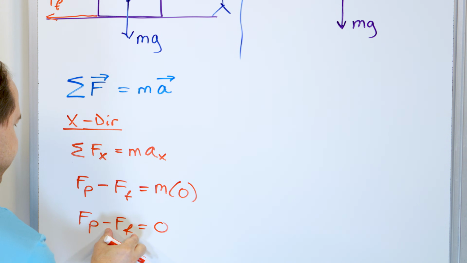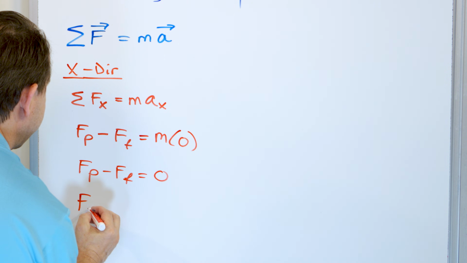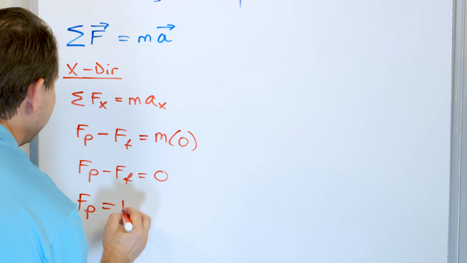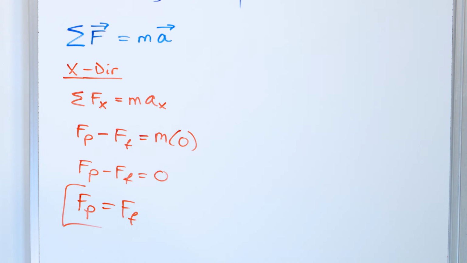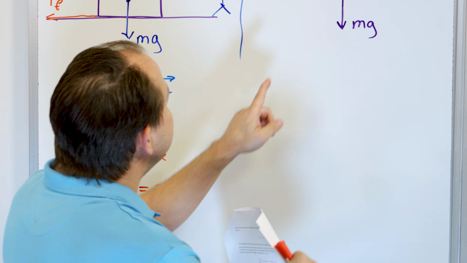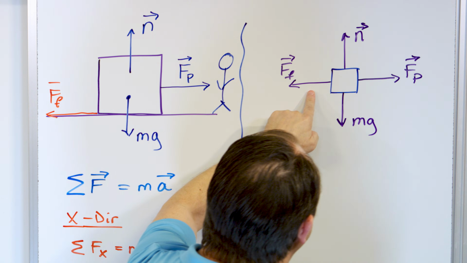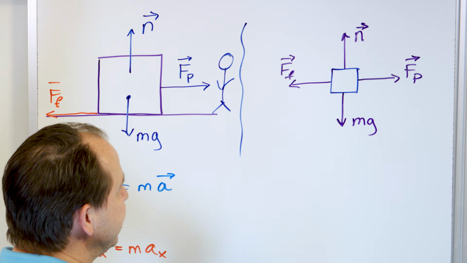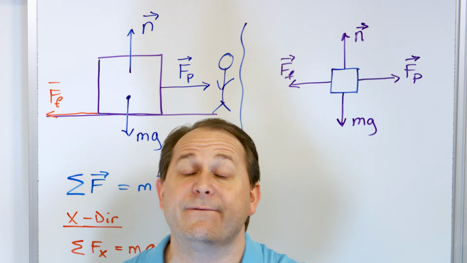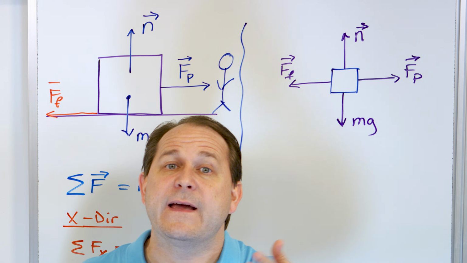Because it's equal to 0, I can move this to the other side, and I can say that the pulling force is equal to the frictional force. I can circle that if I want to. So now we've proven mathematically that this arrow pointed to the right has to be exactly the same length and strength as the frictional force pulling to the left. Because if it wasn't that way, then the thing would be accelerating.